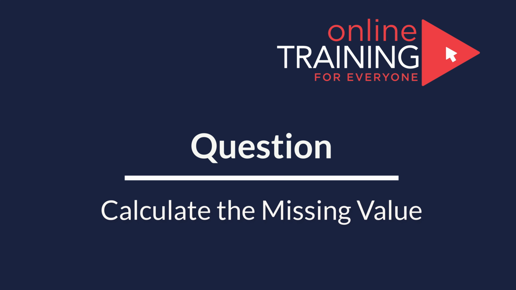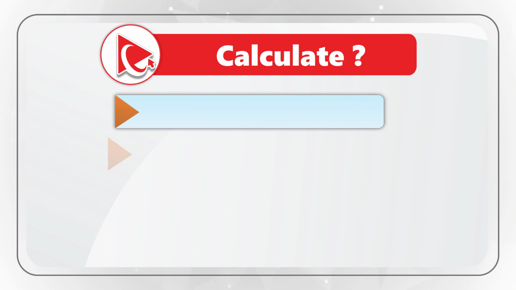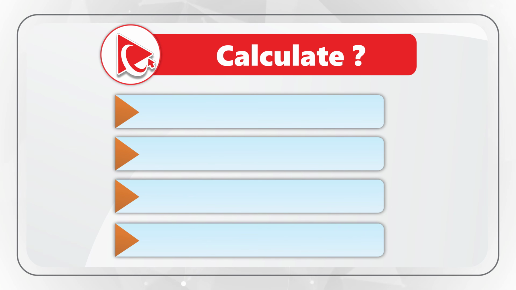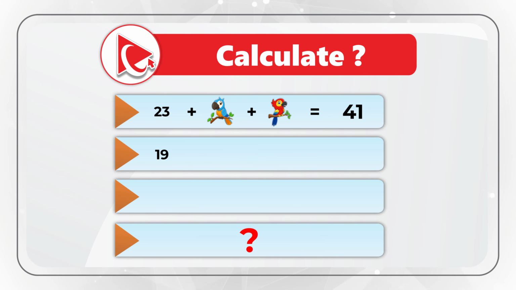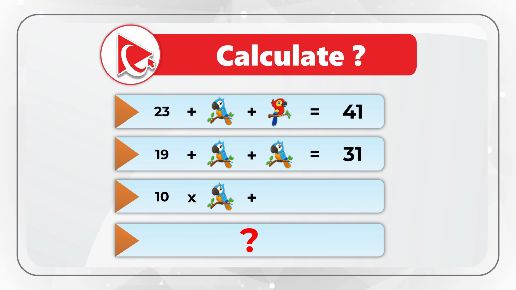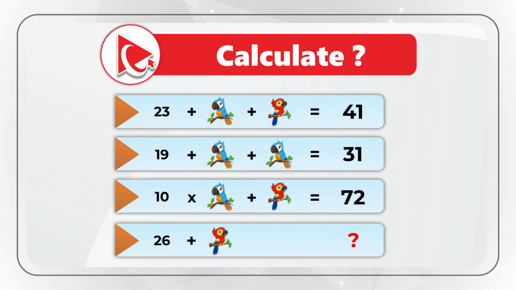One of my favorite questions is where you need to calculate the missing value. You're presented with 3 equations, and in the 4th equation, the result is missing. The first equation is 23 multiplied by blue parrot plus red parrot equals 41. Second equation, 19 plus blue parrot equals 31. Third equation is 10 multiplied by blue parrot plus red parrot equals 72. And last but not least expression is 26 plus red parrot multiplied by blue parrot equals missing value.